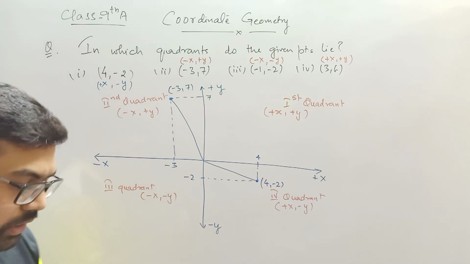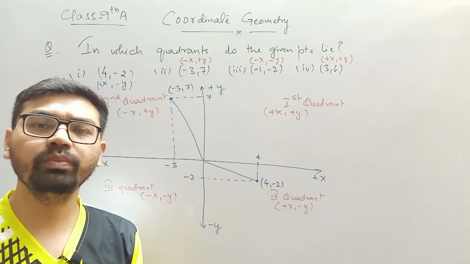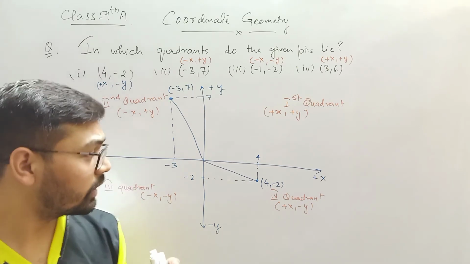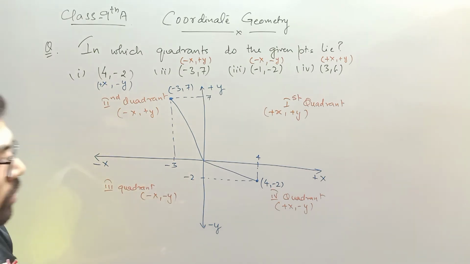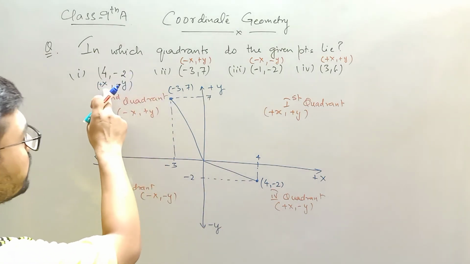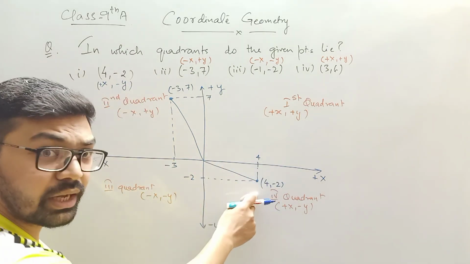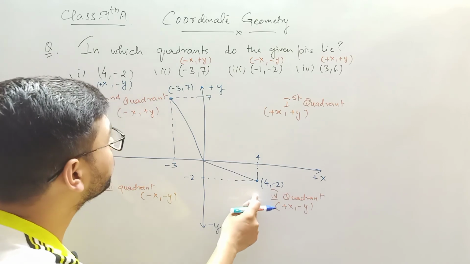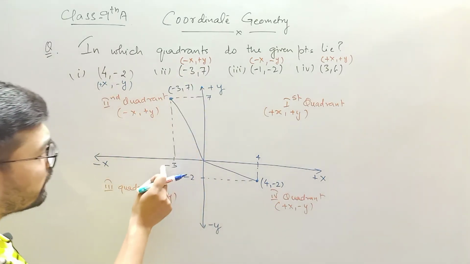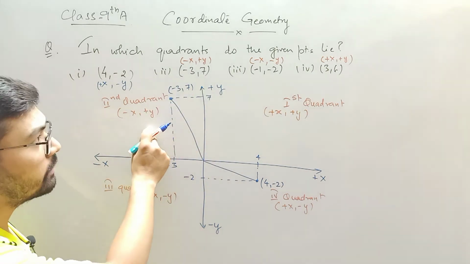So students, I request you to go through this video, and if you have any doubt, you are free to ask me any number of times in any other session. Okay. So what I have done here is, the first point was (4, -2), that is positive x, negative y. So this point lies in the fourth quadrant, right? The second point is negative x and positive y. So this point lies in the second quadrant, right?